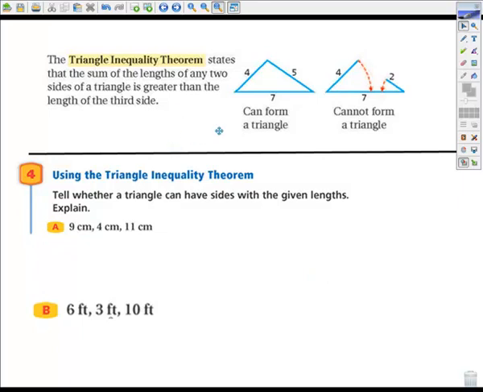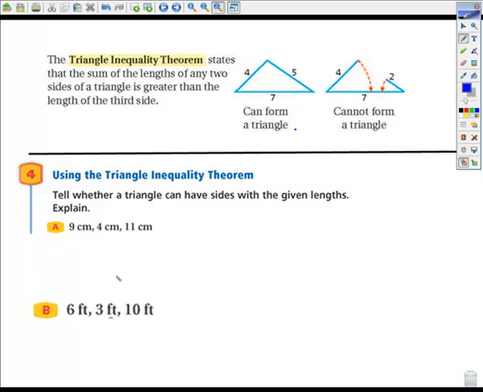So what that means is any two sides that I add up, they have to be greater than the remaining side. So 4 plus 7 is 11, which is bigger than 5. 4 plus 5 is 9, which is bigger than 7. 5 plus 7 is 12, which is bigger than 4, so it works. Here, 4 plus 7 is 11, it's bigger than 2, that works. 4 plus 2 is 6, not bigger than 7, so it could not possibly form a triangle.